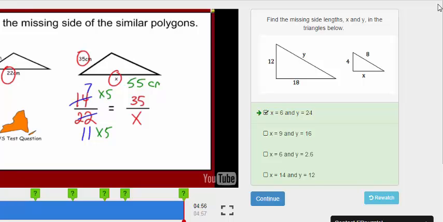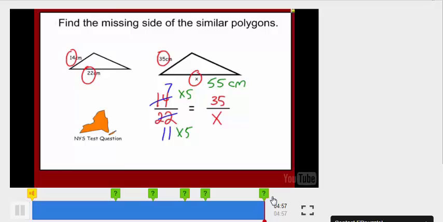The answer to the last question is x equals 6 and y equals 24 centimeters. Tomorrow in class, you will be using this concept to find the height of tall objects using similar triangles.